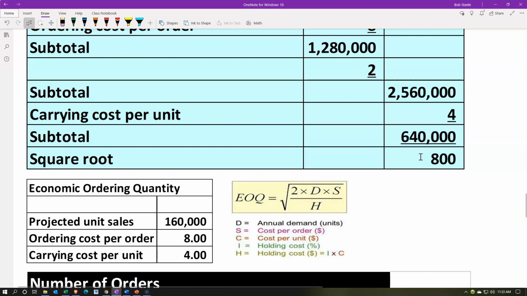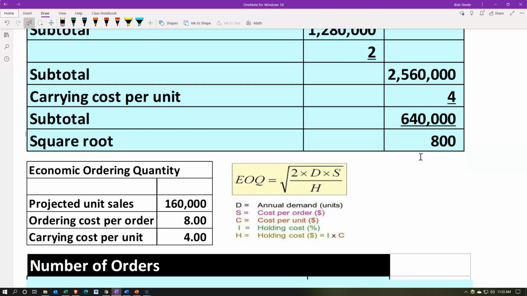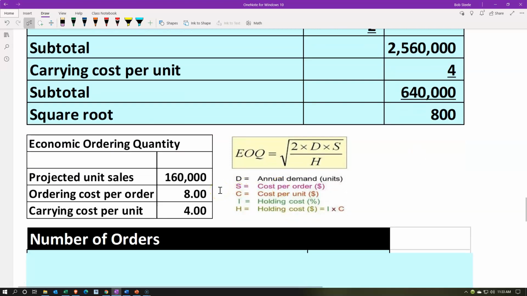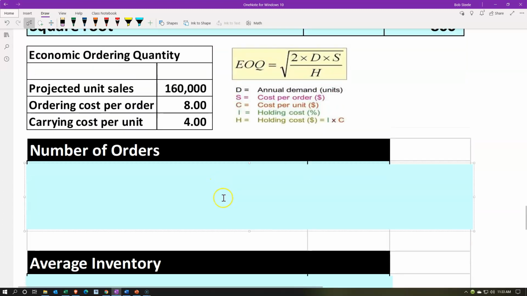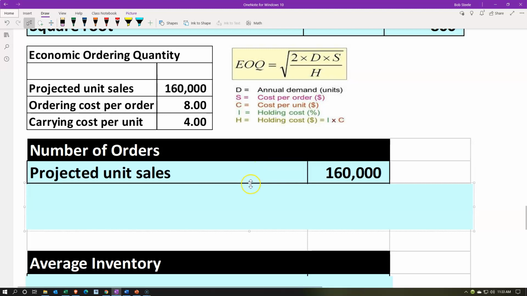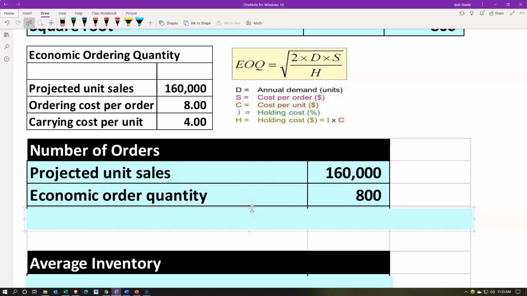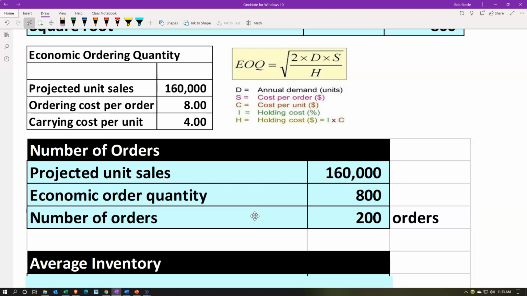And so how many orders would we need to make if we ordered 800 units each time in order to minimize the ordering cost per order and the carrying cost per unit? Well, we would say, okay, how many units do we need? We need 160,000 units over the entire year. We're going to be optimizing our ordering quantity for 800 per order. That means that if I take the 160,000 divided by 800, we're going to order 200 times throughout the year. So to optimize our ordering, we want to order the 200 times to balance these costs, and we want to order 800 units per time.